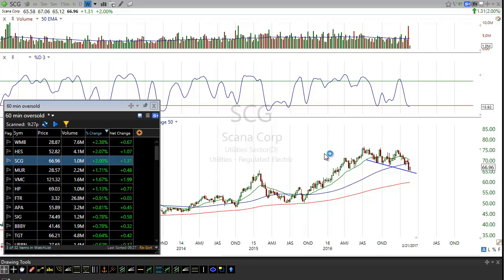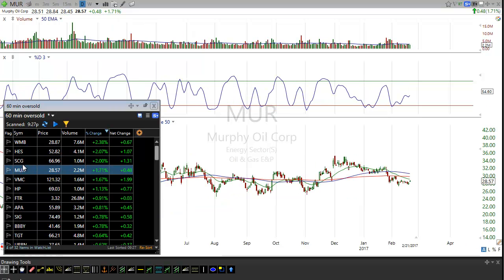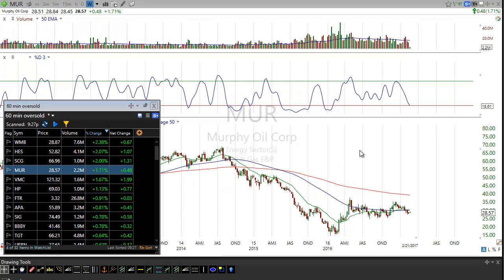Scana Corporation, a utility stock. You can see oversold. And this is kind of interesting because you can see a nice lower trend line here. It's not a bad pullback on a stock like this. We also have a possibility of a divergence setting up here, and we don't see that too often. So this actually looks pretty good. The SCG. I'm going to write that down, because at the end of this video I actually have some good setups for us going forward. But I want to get the educational part out of this first, and this is basically talking about our weekly setups and understanding that weekly.